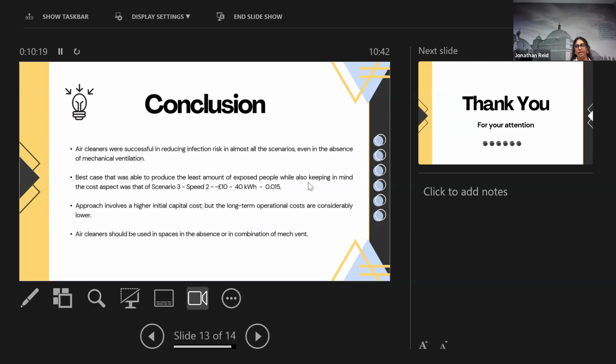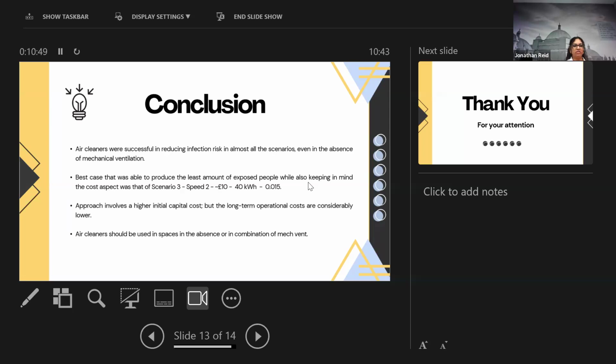The best case, in which I was able to produce the least amount of exposed people while also keeping in mind the cost aspect and the energy aspect, was scenario three, placing the air cleaners in all 12 zones and running them on speed two, which cost around £10 weekly with 40 kilowatt hours energy consumption and a risk index of 0.015. Although this approach requires a quite high initial capital cost, the long-term operational cost is quite less as compared to retrofitting a hospital.